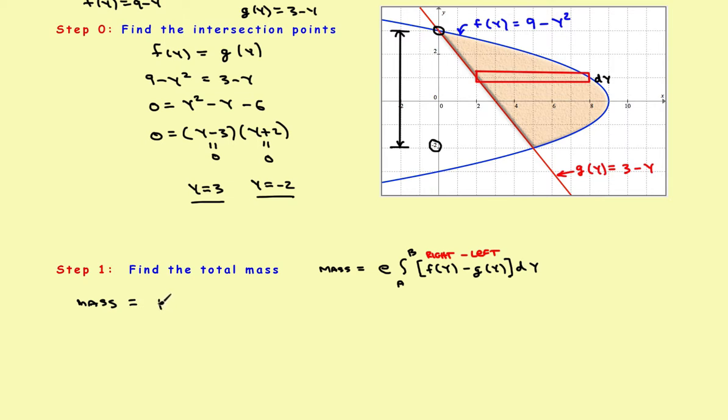Okay, the density in our case is 1. We're going to integrate from y equals negative 2 to y equals 3, and it's going to be the function on the right minus the function on the left. So f of y is 9 minus y squared, and g of y is 3 minus y. So that's going to be 3 minus y. The whole thing would be dy.